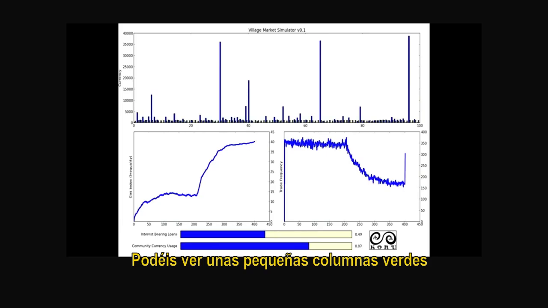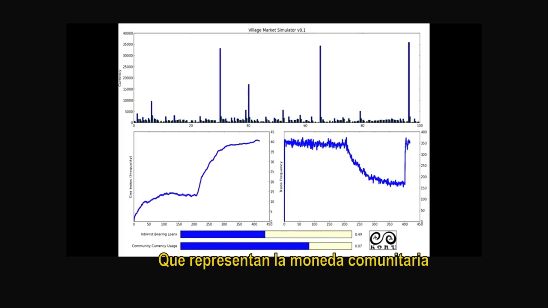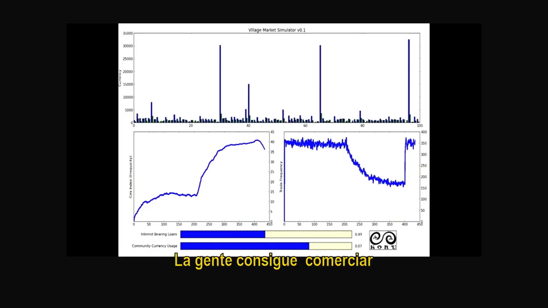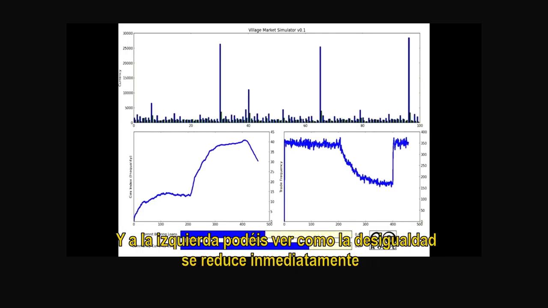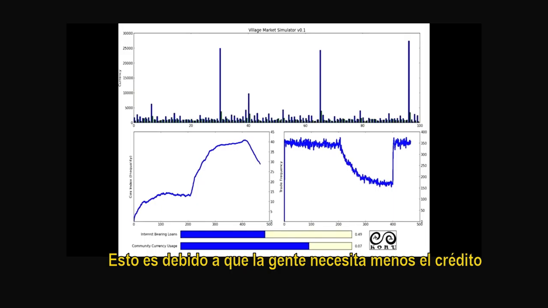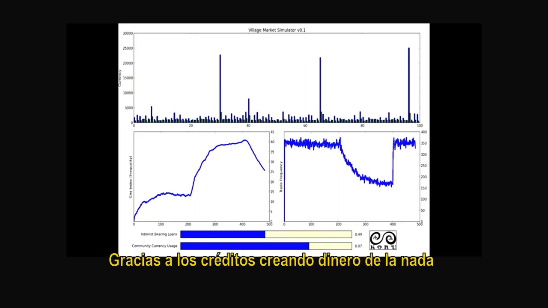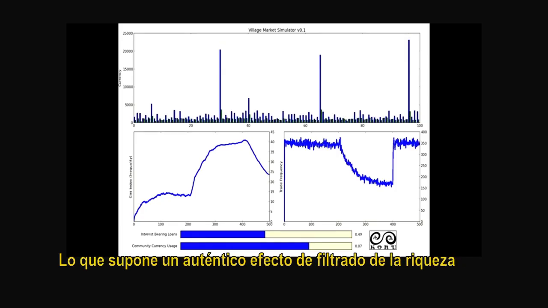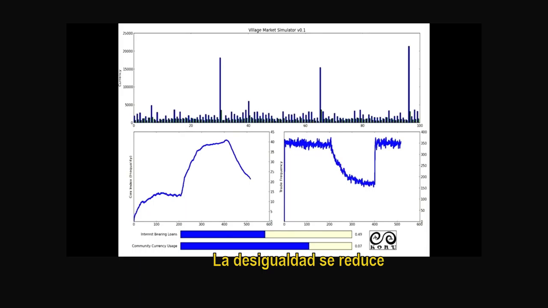So now you can see a little tiny green speck next to people's balances. That represents what we call a community currency. And using that community currency now, instead of going into debt when they need to trade something, they can use this as sort of a barter exchange. And immediately you can see the trade starting to jump back up on the right. And on the left you can see the inequality dropping quite a bit. That's because now people are less and less enticed into interest-bearing loans. So those people that were making money off of their money now are making less, and they're spending it back into the community, so you get sort of a trickle-down effect. So again, you can see trade coming back, inequality going down.